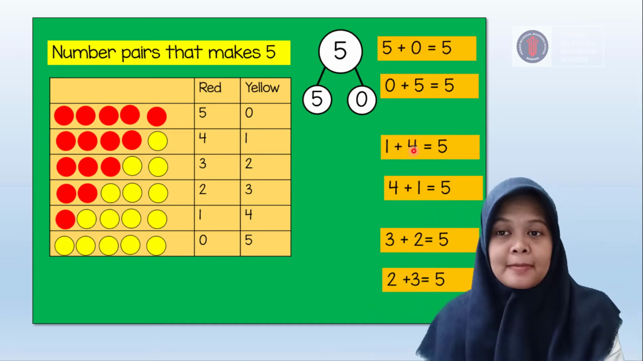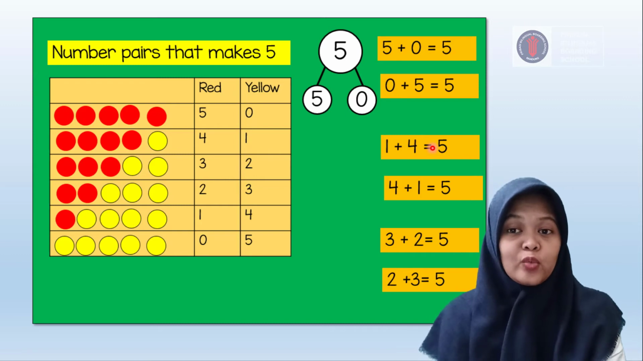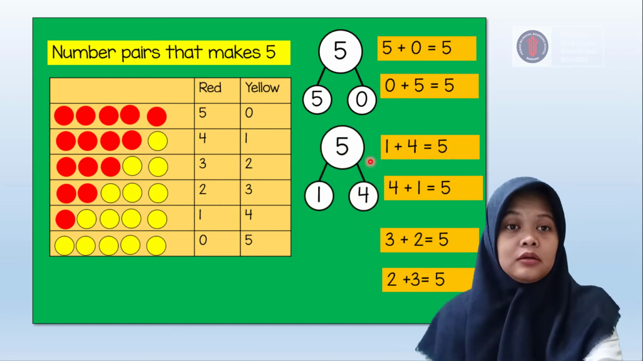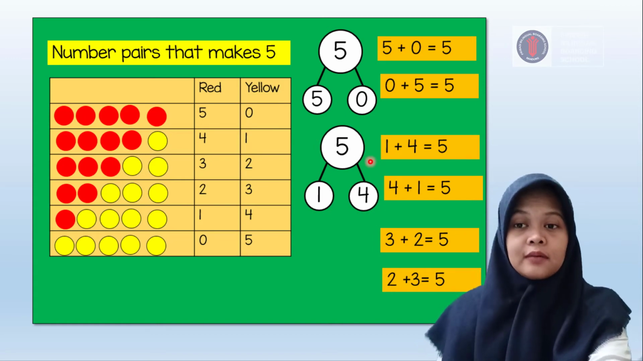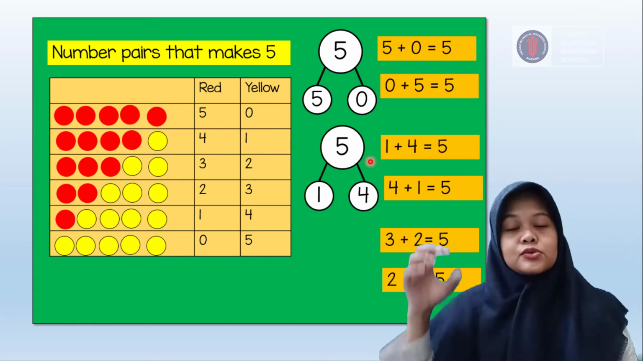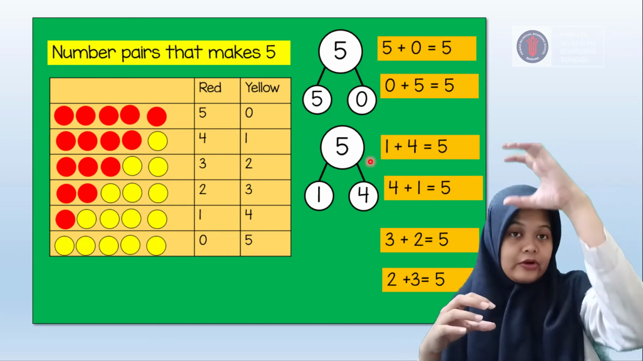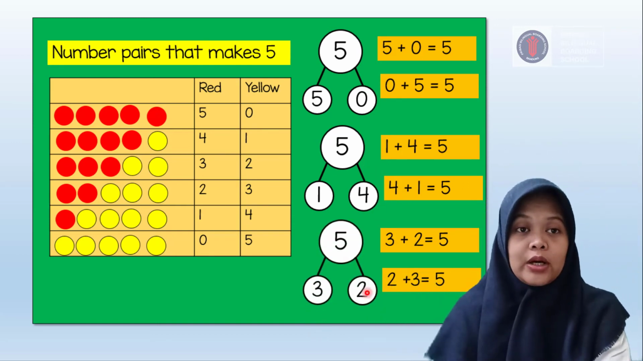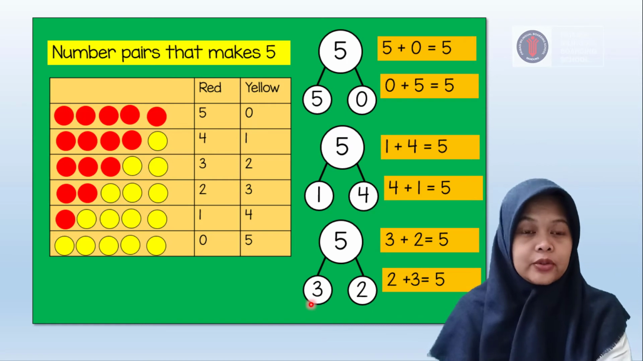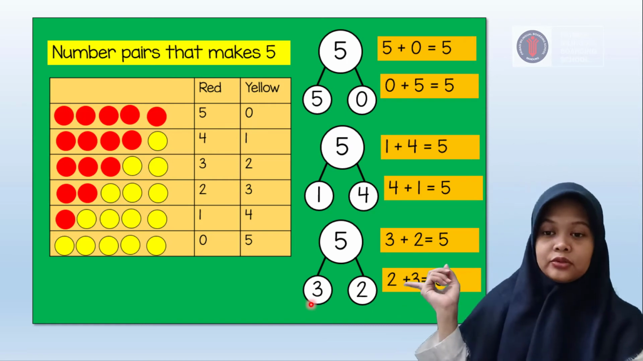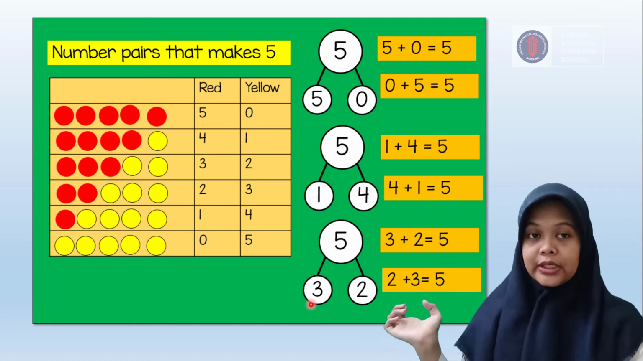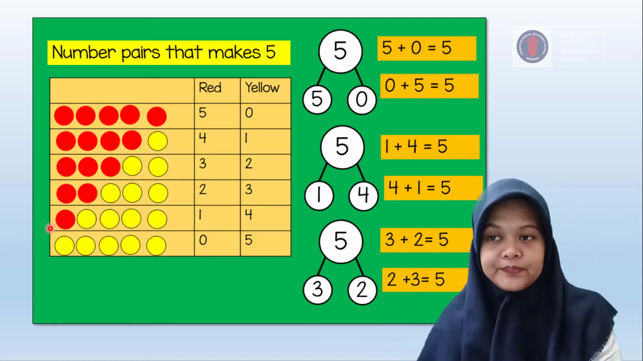So for this one, we can write it down 5 on the top and 1 and 4 below the 5, because 1 and 4 will make 5 on the top. And the next one, 3 and 2 makes 5, and also 2 and 3, we can write it down like this. 5 on the top, while 3 and 2 below 5.